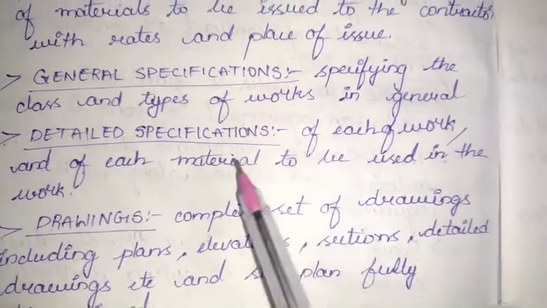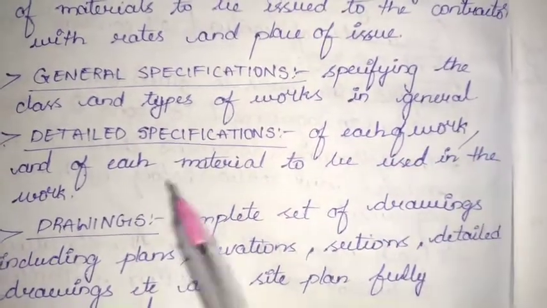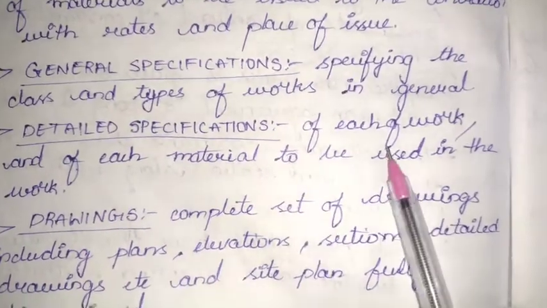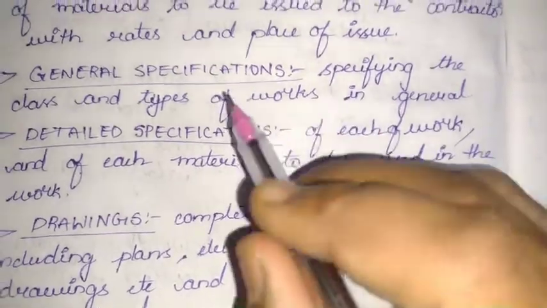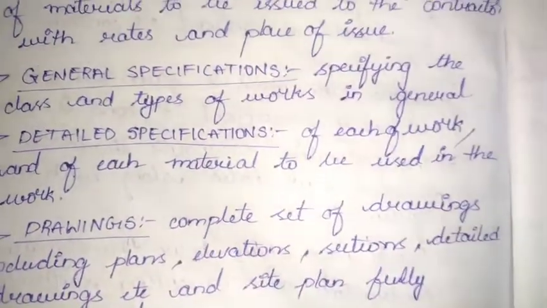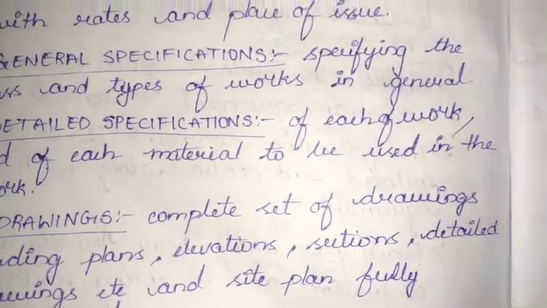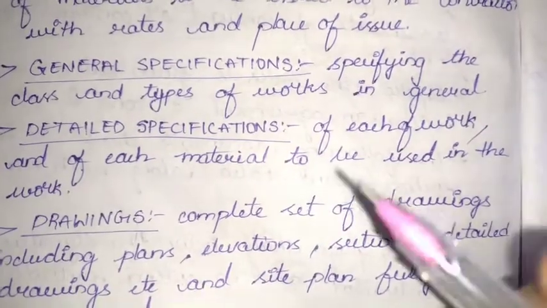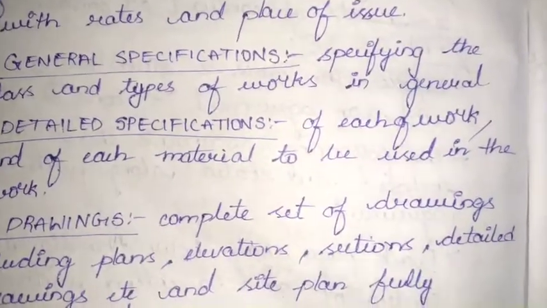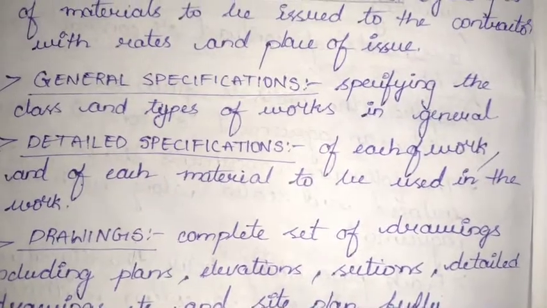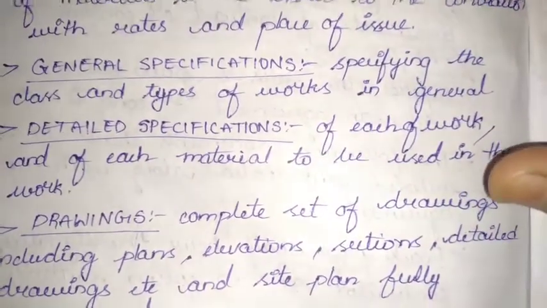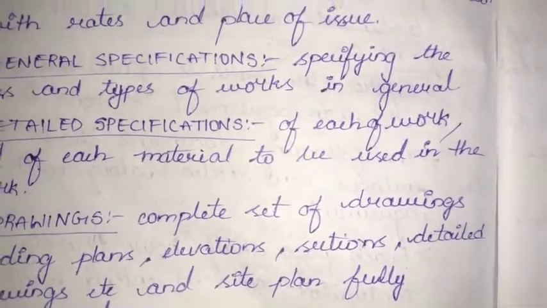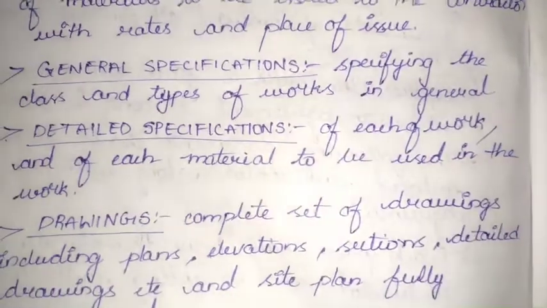In detailed specifications, we give information regarding each work and each material to be used in the work. For example, if we are talking about foundations, we don't only talk about the foundation, we talk about what material to be used, what concrete mix, what reinforcement type, and whether it is a mat foundation or any other type of foundation. We also give diagrammatic drawings, that is, the schematic representation of all the work that has been undertaken. In detail, we mention all of that.